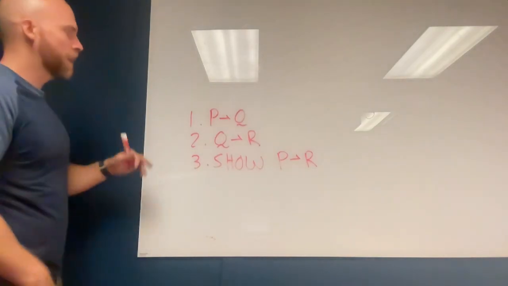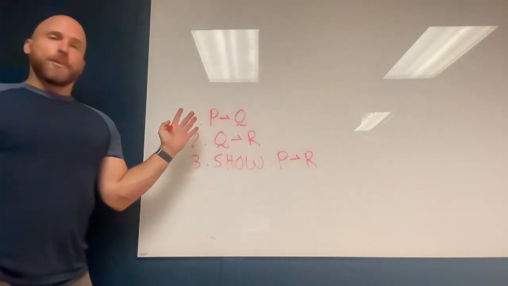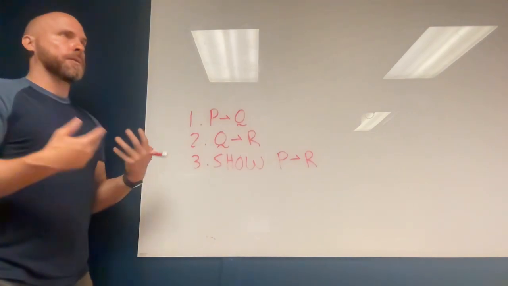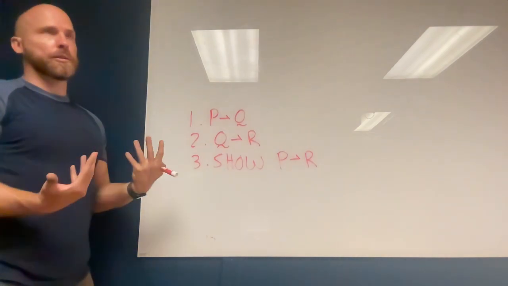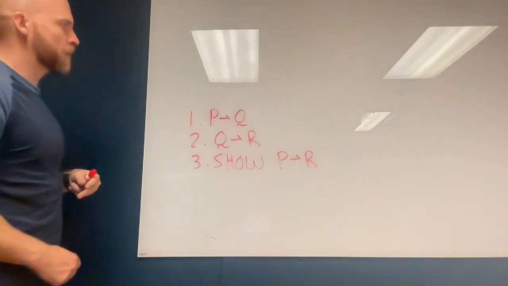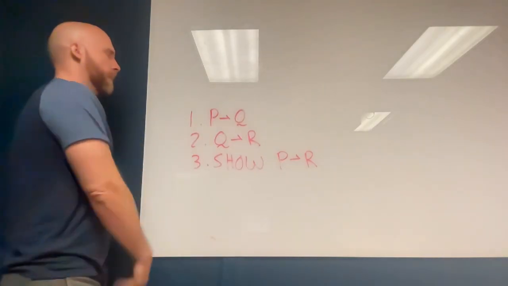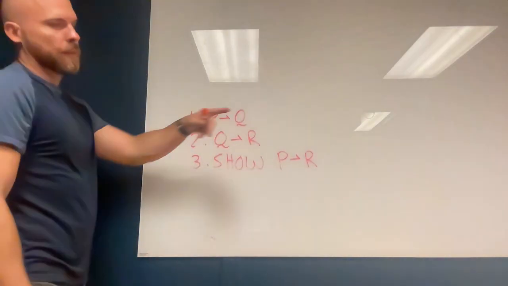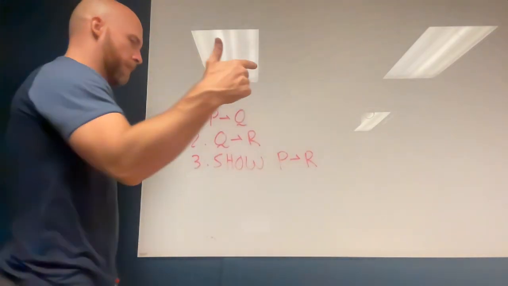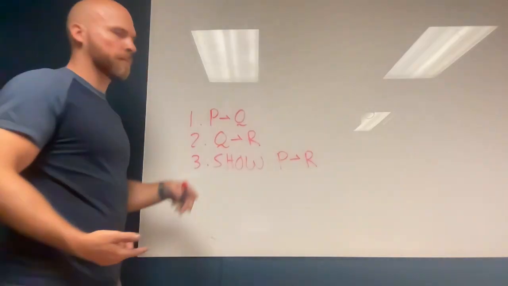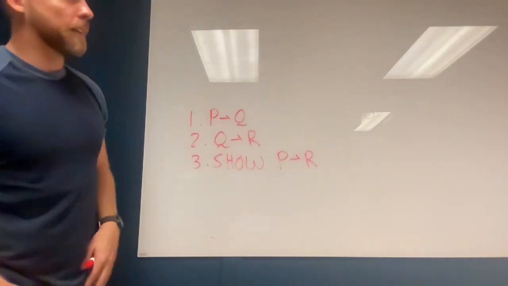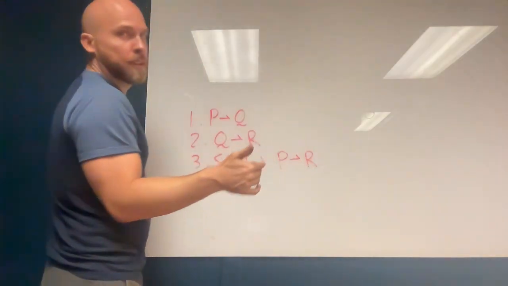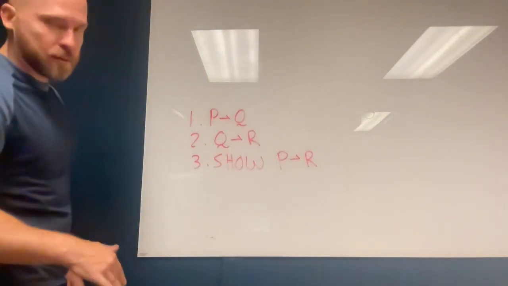First off, intuitively, if P is true, then Q is true, and if Q is true, then R is true, then it should be the case that if P is true, then R is true. So if John goes to the store, then John buys milk. If John buys milk, then John buys cake. John goes to the store. If John goes to the store, John buys milk. John buys milk. If John buys milk, he's going to buy candy. So if John goes to the store, he's ultimately going to get some candy. And that is 100% true.